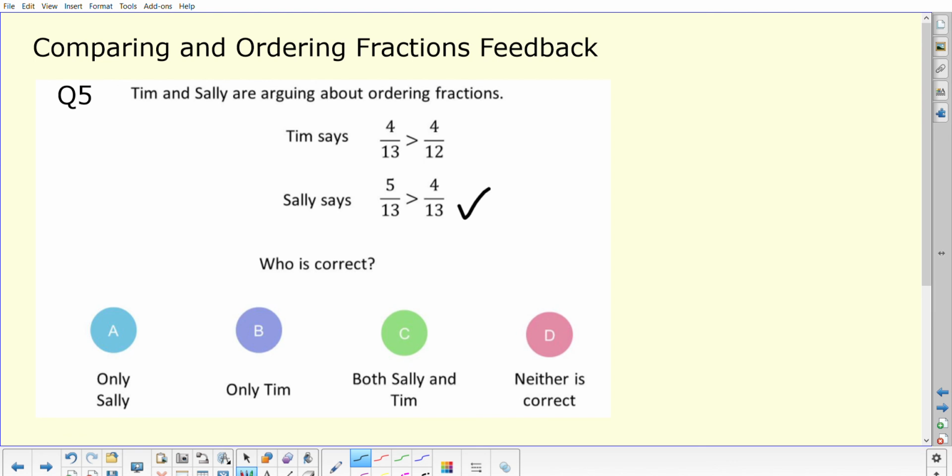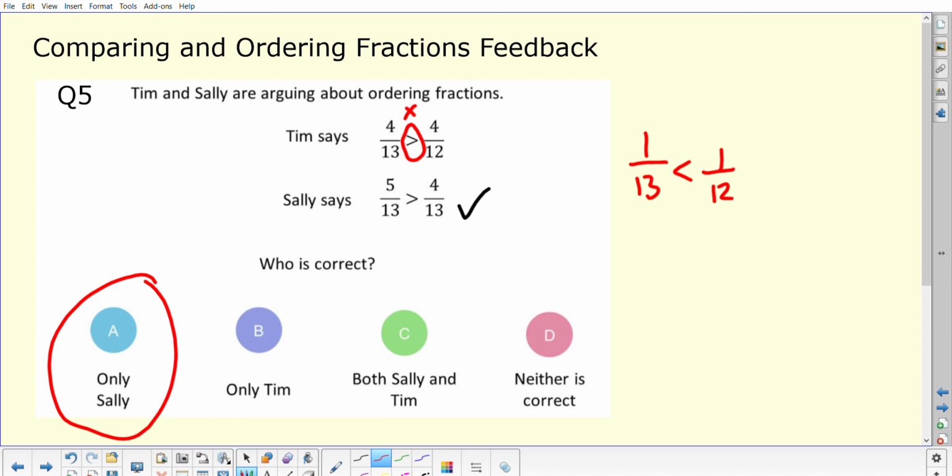The other one you do need to think about, and if you've learned anything about your fractions, what you're learning is that the bigger number on the bottom creates smaller pieces. So 1/13 is actually a smaller piece than a 12th. So therefore 4/13 is in fact not greater than 4/12. So the only one that was correct for question 5, you would therefore be looking at answer A. So well done if you got all 5 of those correct.